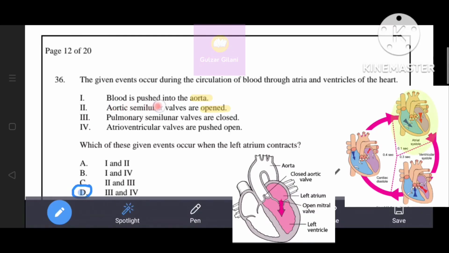Blood is pushed into the aorta is wrong. Blood is pushed into the left ventricle. Aortic semilunar valves are open is incorrect. Aortic semilunar valves are closed would be correct, but because open is written here, it is incorrect. Means 1 and 2 are incorrect, 3 and 4 are correct, when blood moves from the left atrium to the left ventricle. Means option D is the correct answer.